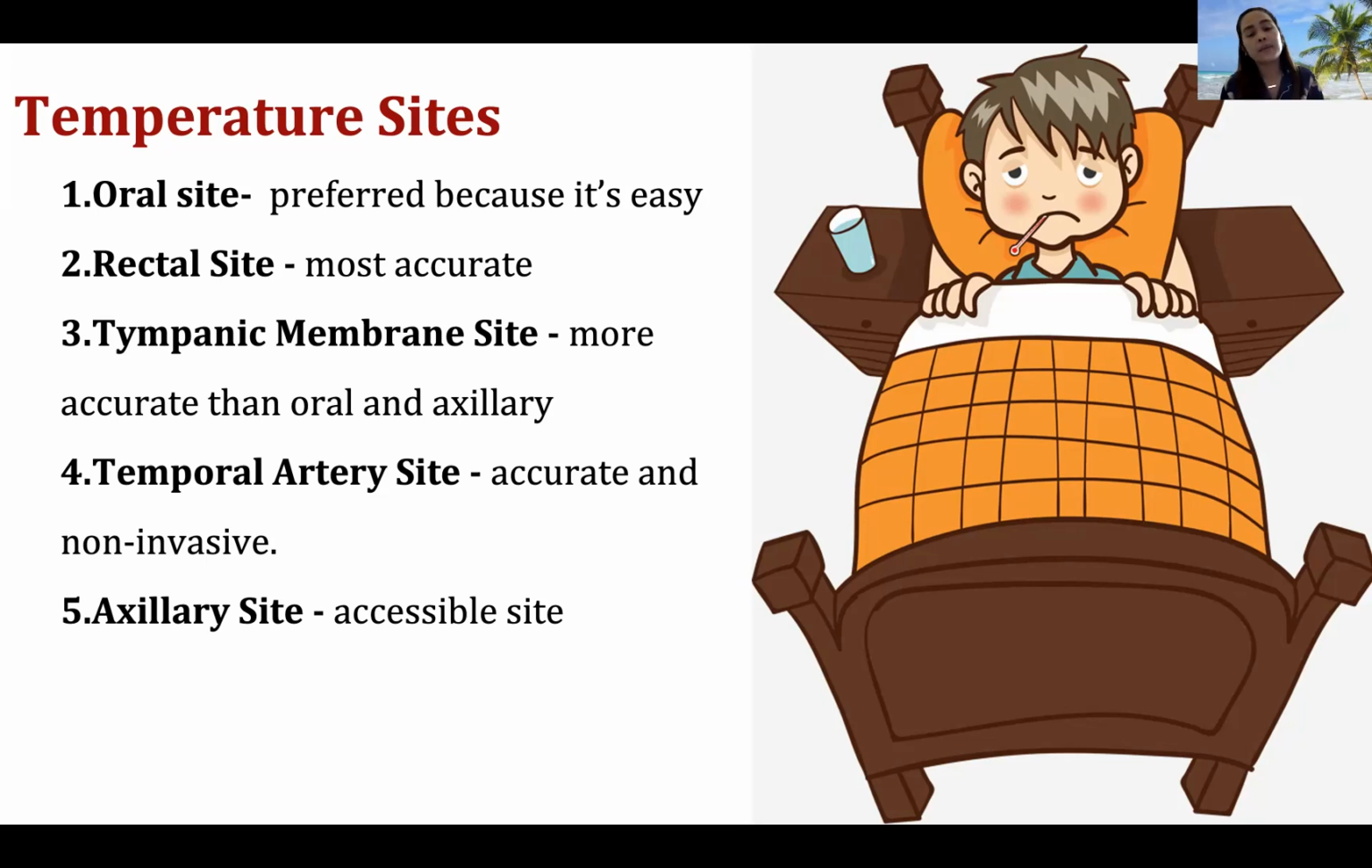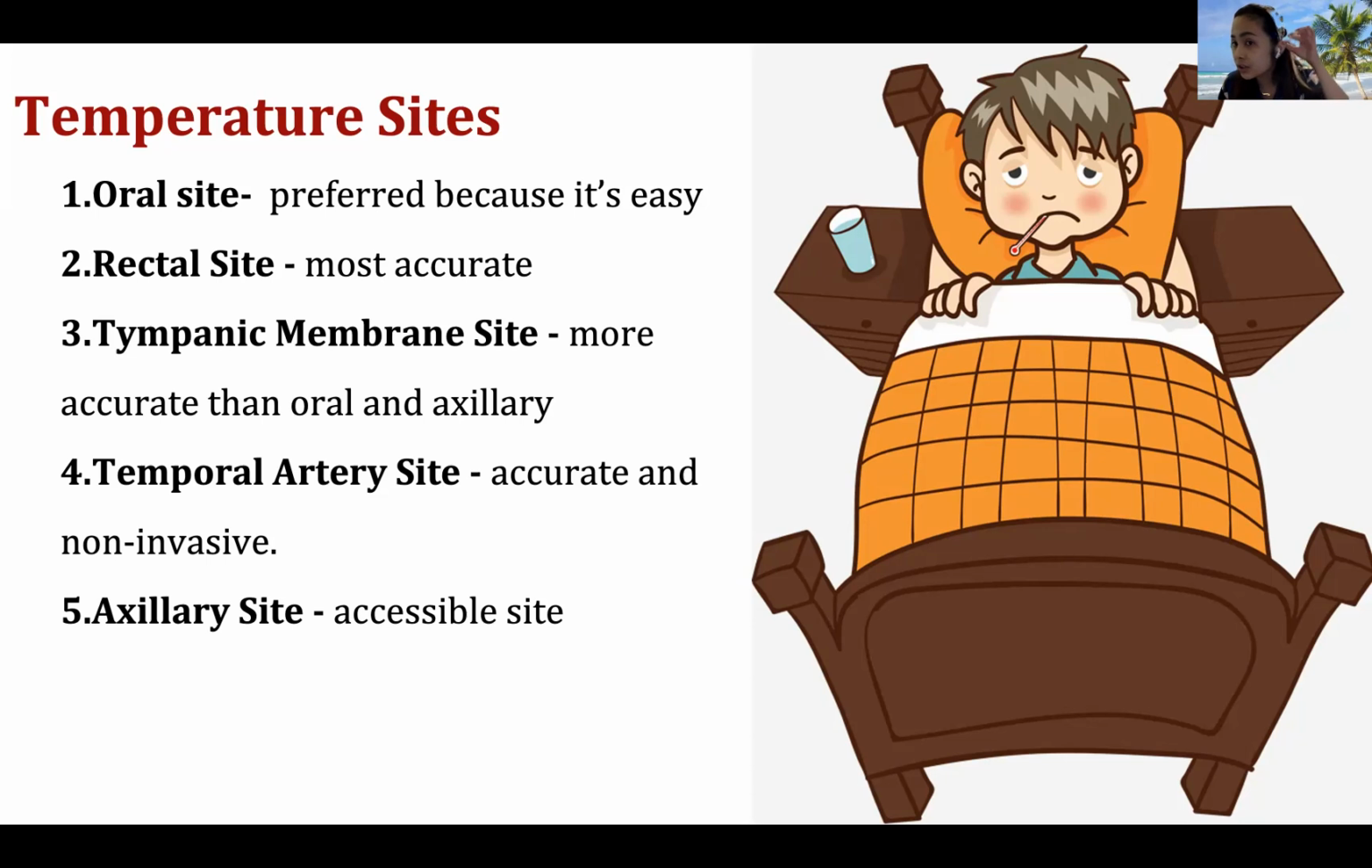Next is tympanic membrane site. Tympanic membrane site is more accurate than oral and axillary. What do you mean by tympanic membrane? Your tympanic membrane is located in your ear. So when you're taking this temperature site, you'll just put the thermometer inside the ears.